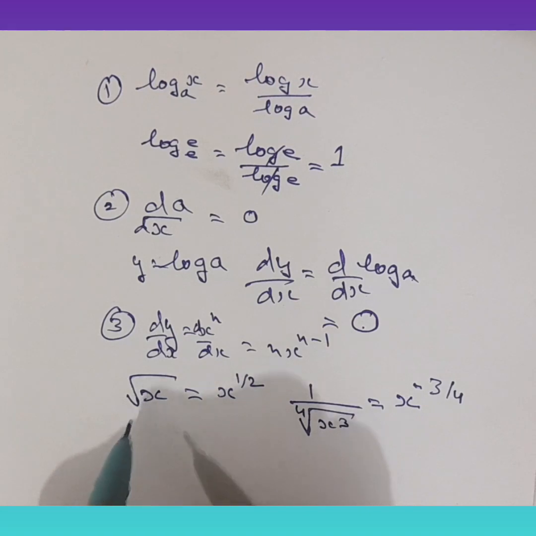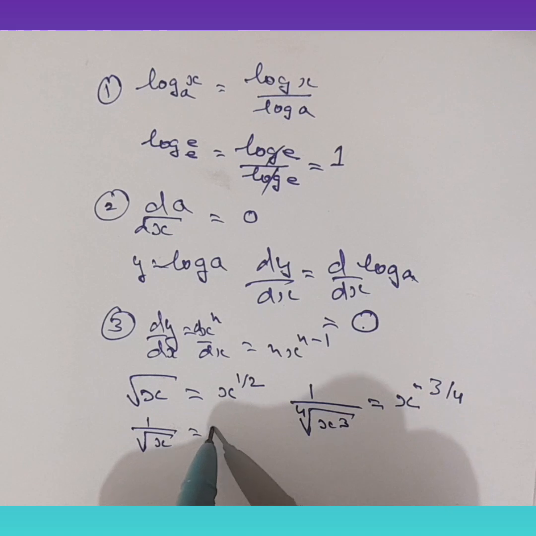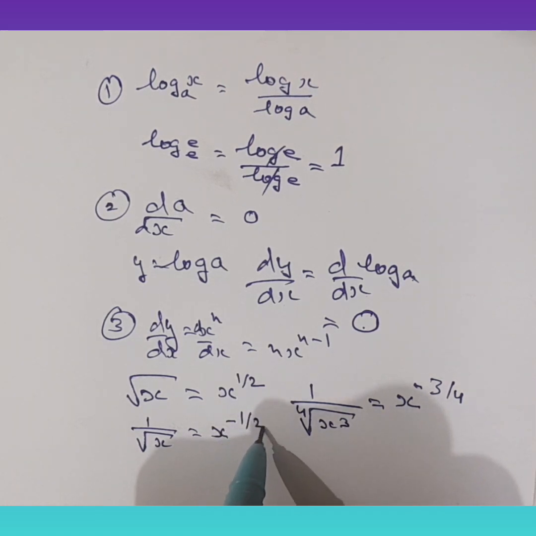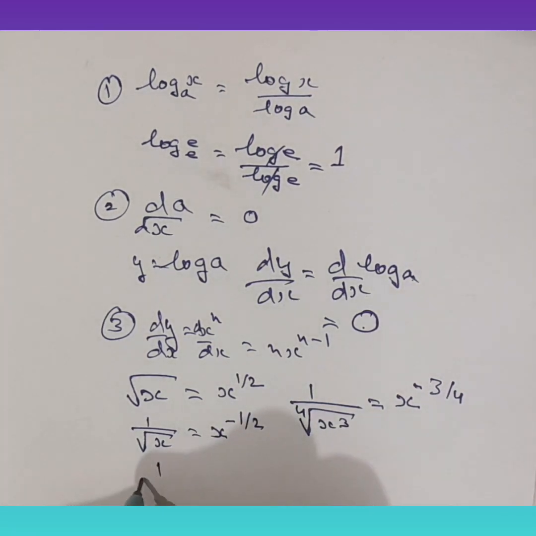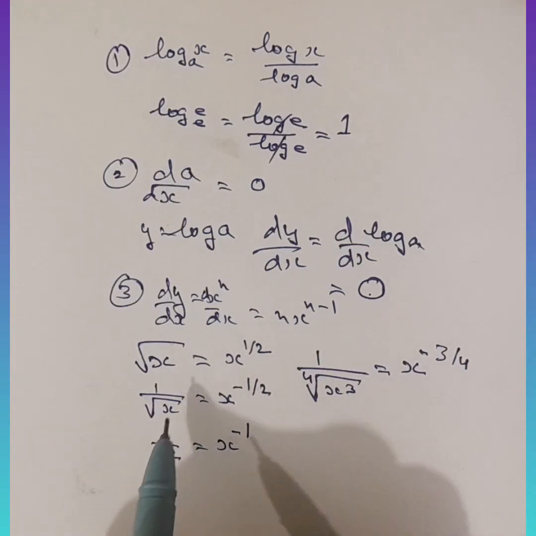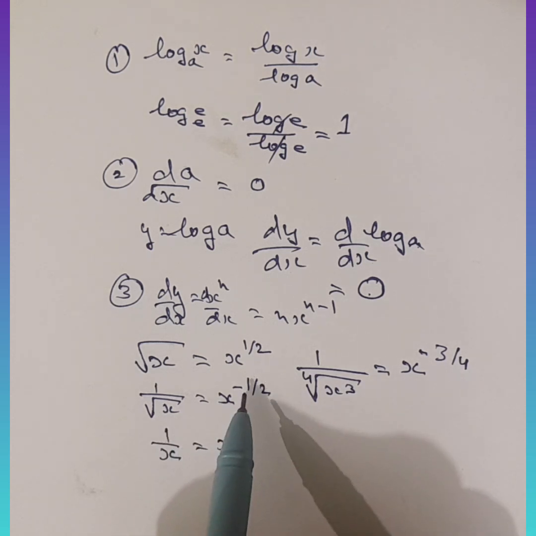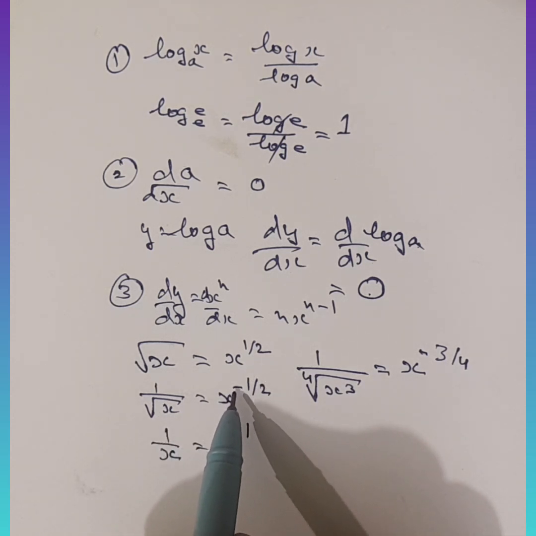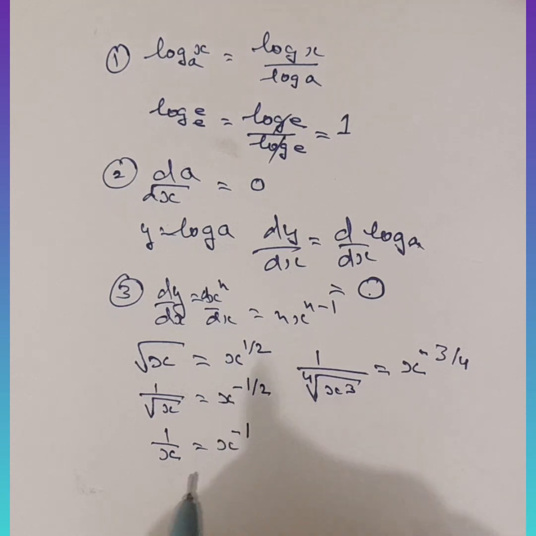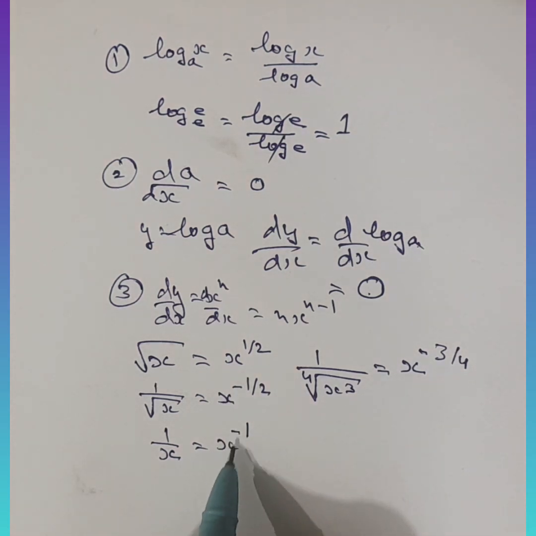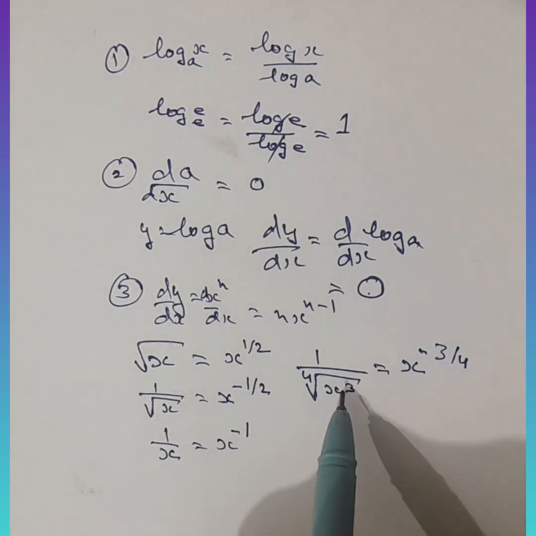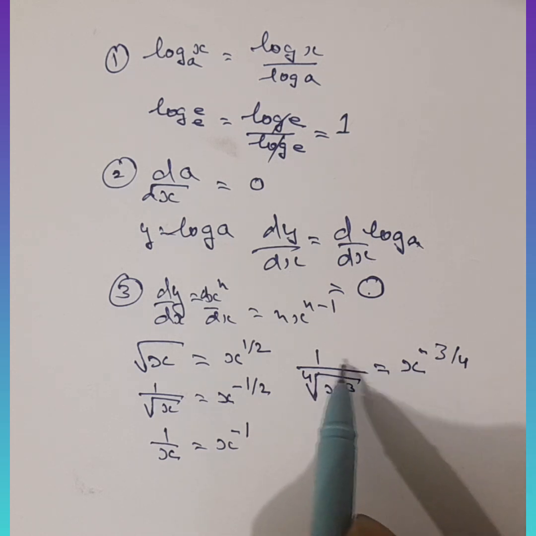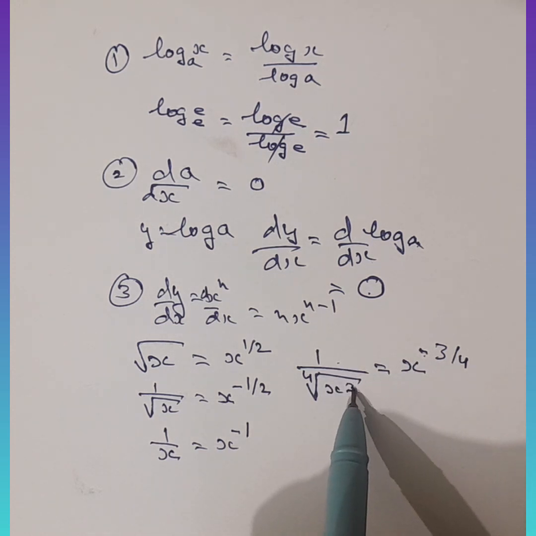Why? Because if I say this as 1 over root x, this would be x raised to minus half. If I say 1 over x, that would be x raised to minus 1. Whenever we take the denominator to the numerator, we get the negative sign. Similarly here, when it was the 4th root of x cube, we took it to the numerator, so we got this negative sign and 3 by 4.